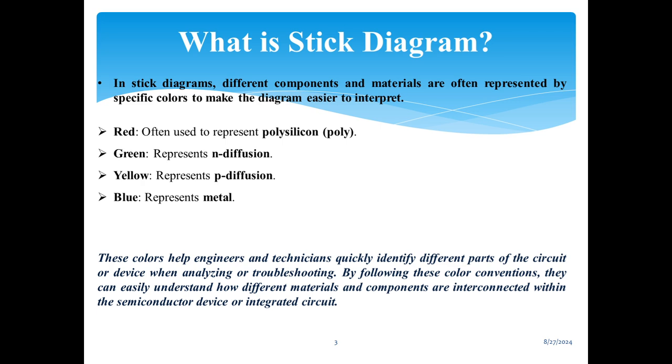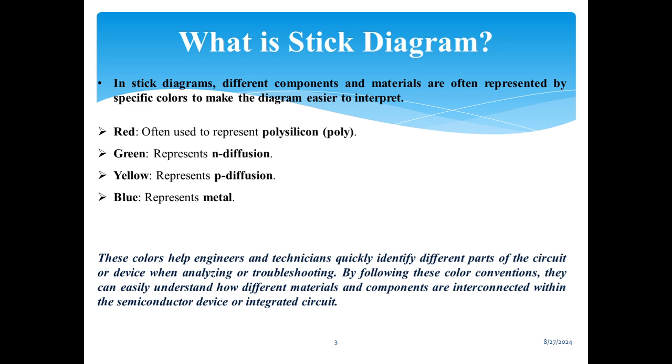Polysilicon is a material used in semiconductor manufacturing processes, particularly for gate electrodes in MOS transistors. Green color represents N diffusion. N diffusion refers to regions where dopants have been diffused into the silicon substrate to create regions with an excess of electrons. Yellow color represents P diffusion. P diffusion refers to regions where dopants have been diffused into a silicon substrate to create regions with a deficiency of electrons. Blue color represents metal.